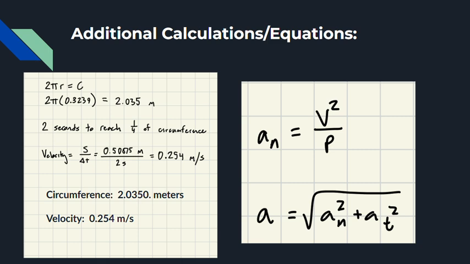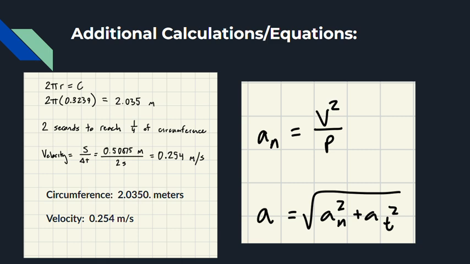Using the video itself, I timed how long it took for the train to reach 1/4 of the circle. Using that and the velocity equation of s over change in time, I figured out the velocity of 0.254 meters per second. And of course, using the diameter, I was able to find the radius as well. On the right-hand side, we see some helpful equations that we can use to answer the question of how to find the tangential acceleration.